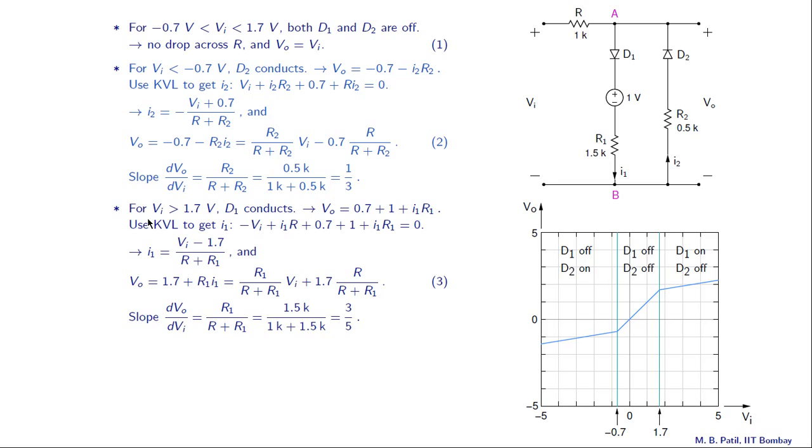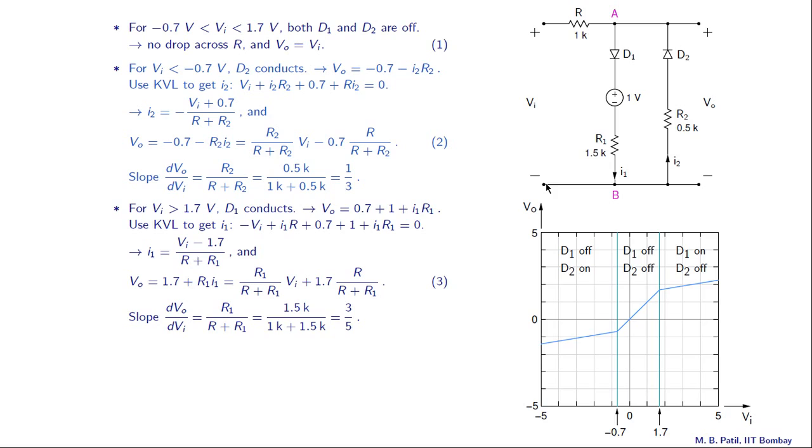Finally, let us take this case where Vi is greater than 1.7 volts. For this range, D1 conducts and D2 does not conduct, as we saw earlier. And what is Vo in this case? Vo is 0.7 plus 1 plus I1 R1, this equation here. And now let us obtain I1 by writing the KVL equation for this loop.